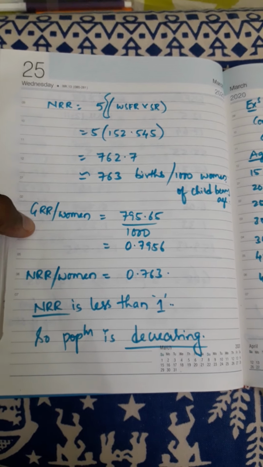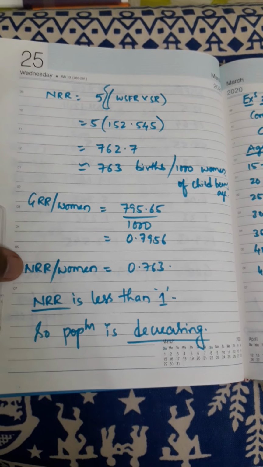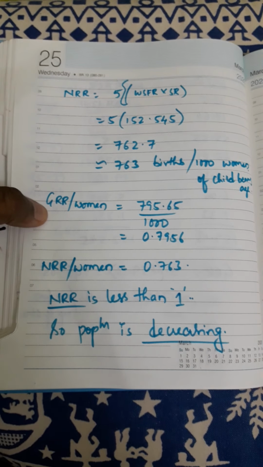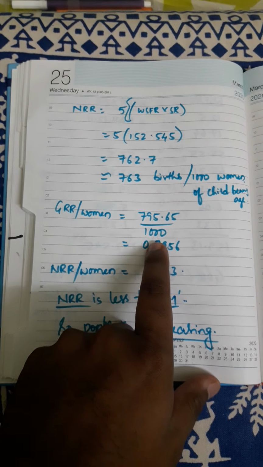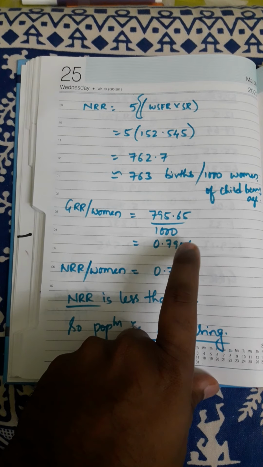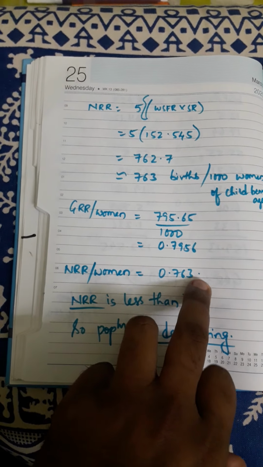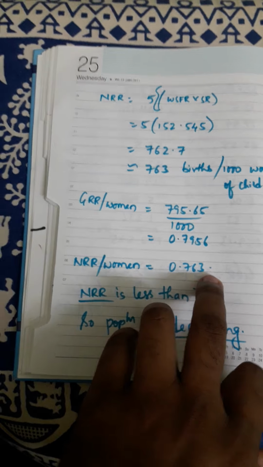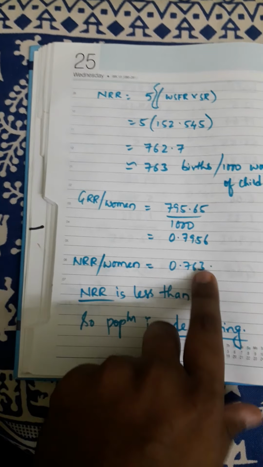So we have to draw the conclusion now by calculating GRR per woman and NRR per woman, the individual rates. GRR per woman equals 795.65 by 1000, you will be getting 0.795, the GRR rate, and NRR per woman 0.763 by 1000, 0.763. Look here, 0.79 and 0.76. NRR is less than GRR.